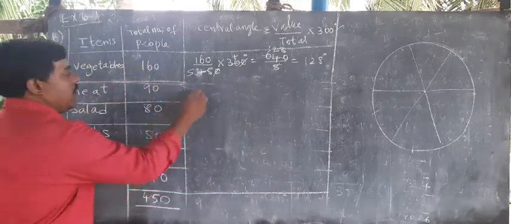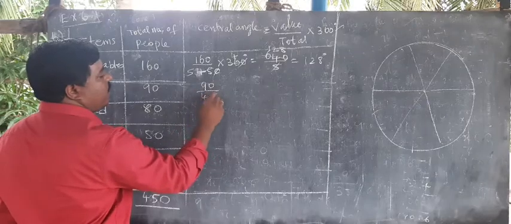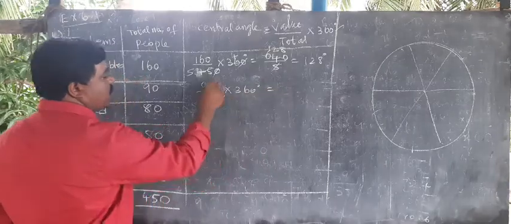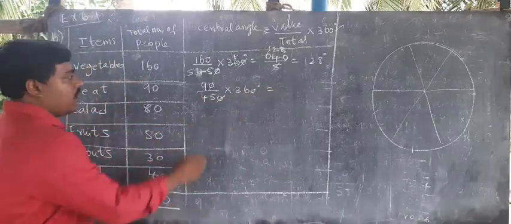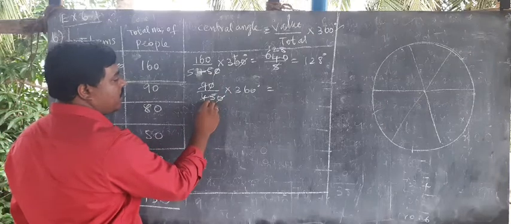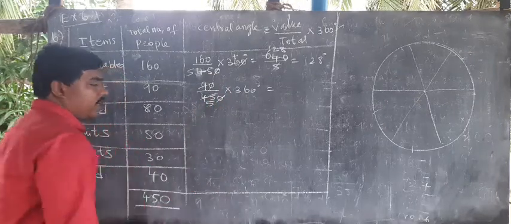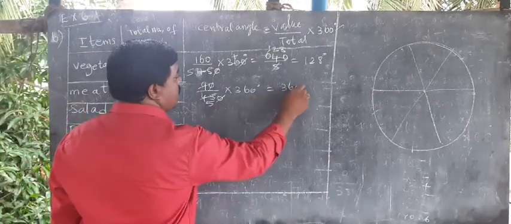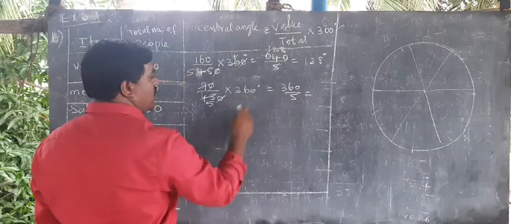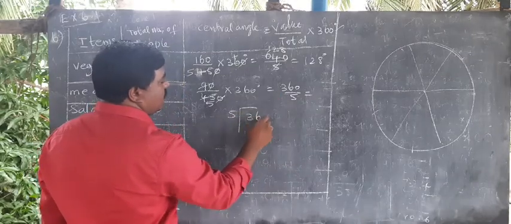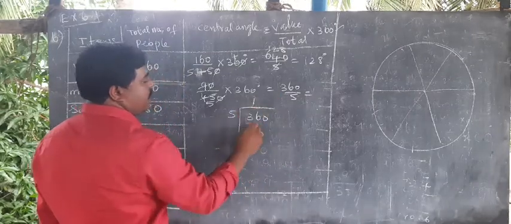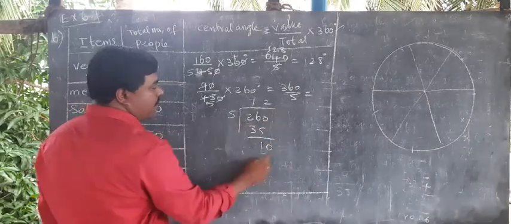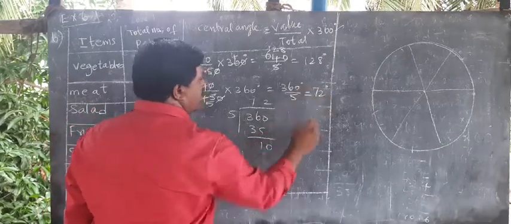Then here 90 by 450 into 360 degree. 0 will be cancelled. 9 1 time, 9 5 times, right? So 360 by 5. 360: 5 7 times is 35. Remaining 10. 5 2 times is 10. That is 72 degree as the answer.